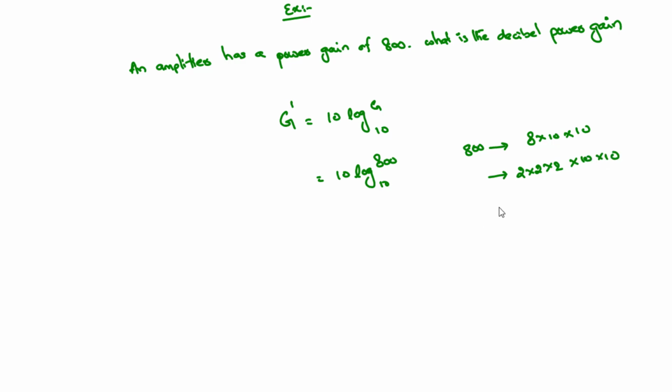When there is any multiplication or division and you put it into log, it becomes addition. So for 2 it is 3 dB, 2 is 3 dB, 2 is 3 dB, and 10 is 10 dB, 10 dB. So the overall answer will be 29. You can cross check, you would have got 29.03 dB. So that is the reason why they are putting 10 into log G to the base 10.